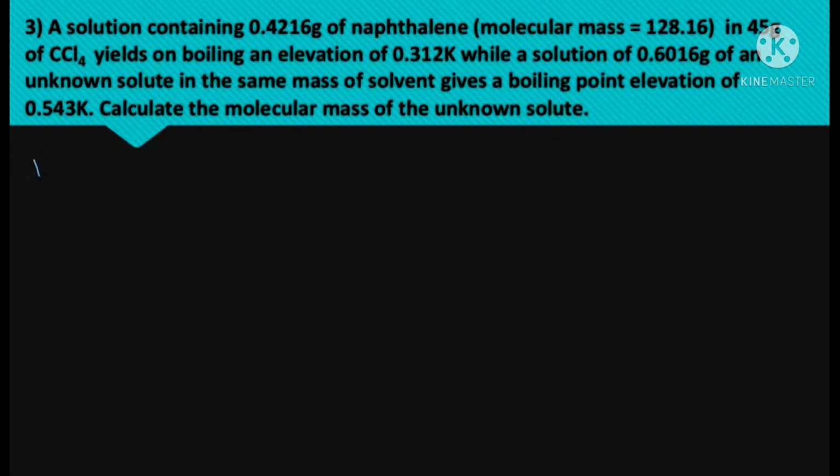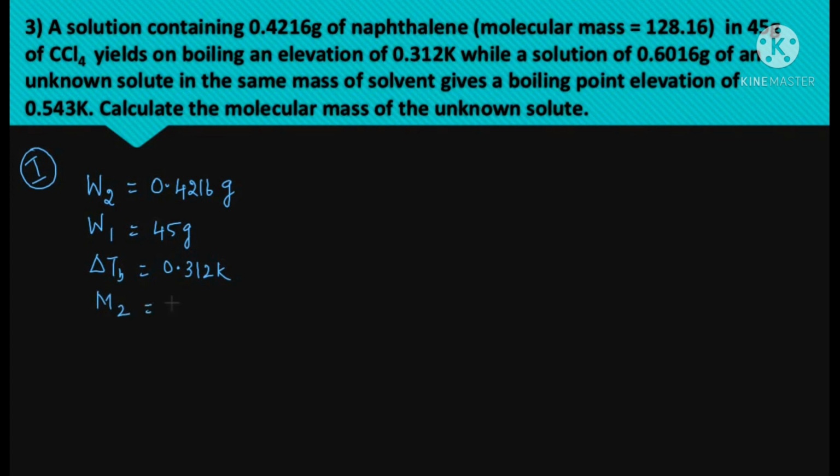We will write the data given for step 1 first, that is for the known solute, naphthalene. Weight of the naphthalene is 0.4216 grams and weight of the solvent given is 45 grams. In the second part of the problem also the same amount of solvent is used, and the same solvent is also used. So we can make use of the Kb calculated in the first step in the second step also. Delta Tb is also given, that is 0.312 K, and molecular mass is also given, it is 128.16. All the other data are given, and you want to calculate Kb, because for the second step we are in need of Kb, right? So we will calculate Kb and make use of this Kb in the next step of the problem.